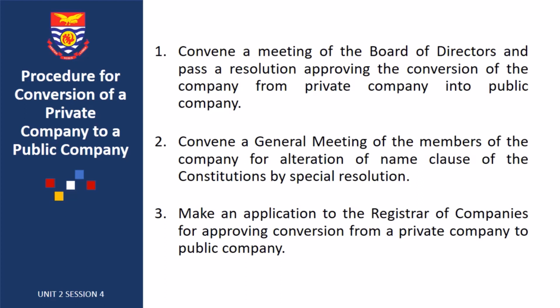Now, you also convene a general meeting of the members of the company for the alteration of the name clause of the constitution by special resolution. As I indicated, a special resolution is about three-quarters. It means that if you get less than that, the alteration of the name cannot be possible. After that, you make an application to the registrar of companies for approving conversion from a private company to a public company. Once the internal decision has been made, you then have to inform the registrar about the conversion that you want to make.